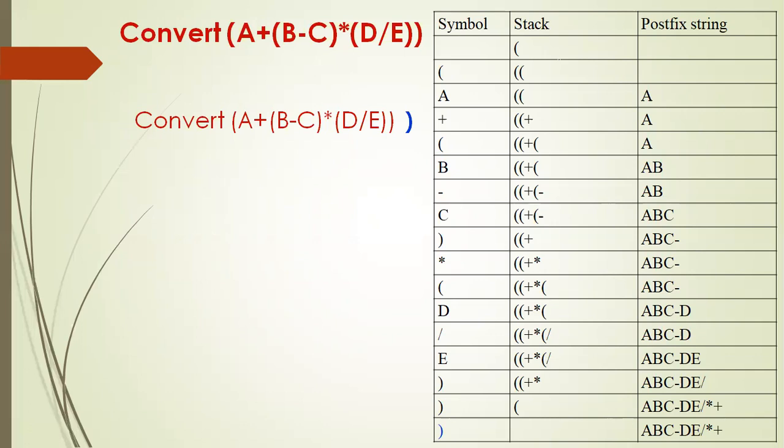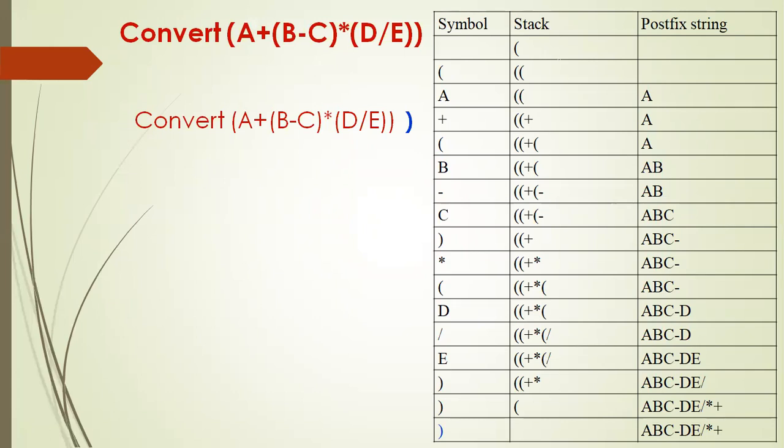Next symbol is a star. Star is an operator, so what you have to do? Already your stack has plus. The precedence of star is higher. In that case, don't make any changes; you simply add star into the stack. So your stack becomes left bracket, plus, star. Postfix will be ABC minus only.